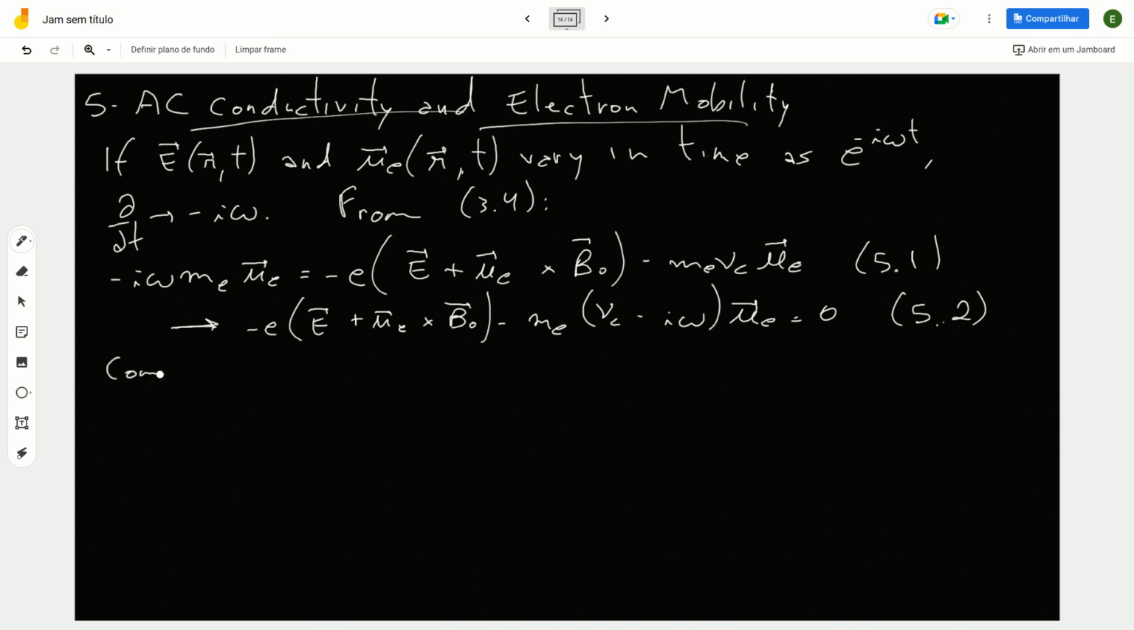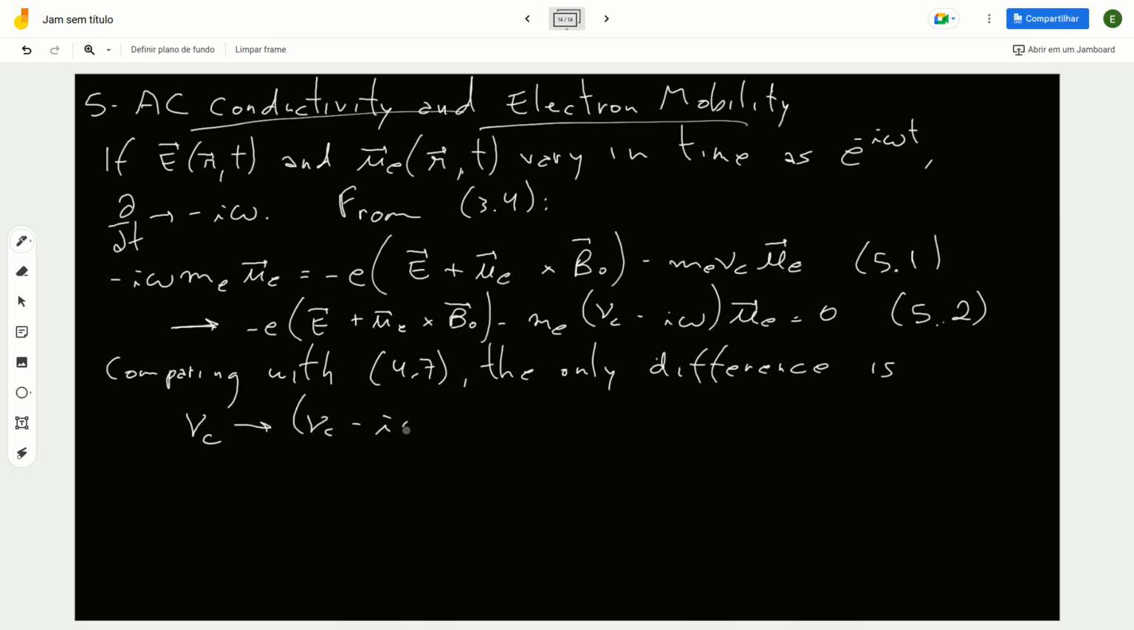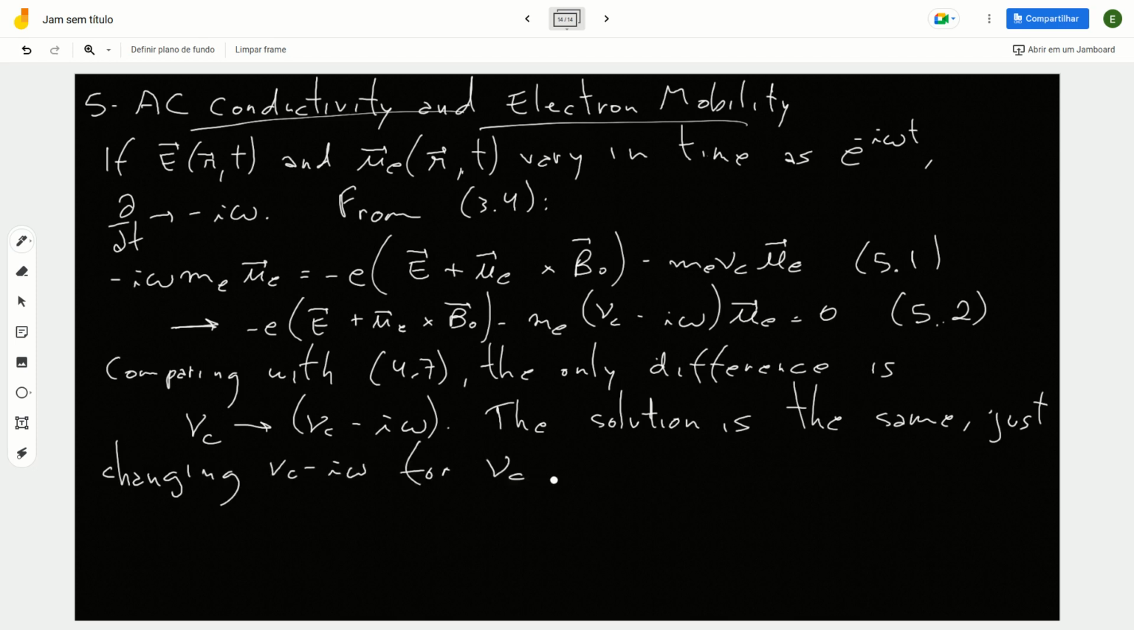So, comparing with 4.7, the only difference is that now, in place of this, you have this. So the behavior of the equations is basically the same. So everything we have done for DC conductivity, you can repeat for AC conductivity, but with this change, okay? So the solution of the equation is the same, just changing nu c for nu c minus i omega, okay?